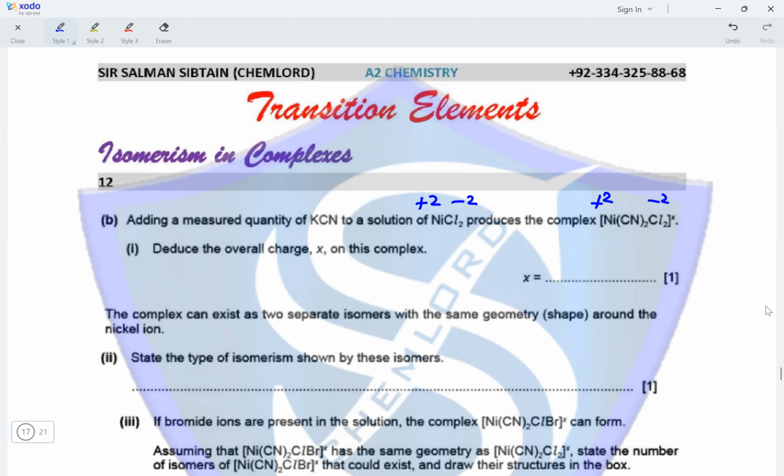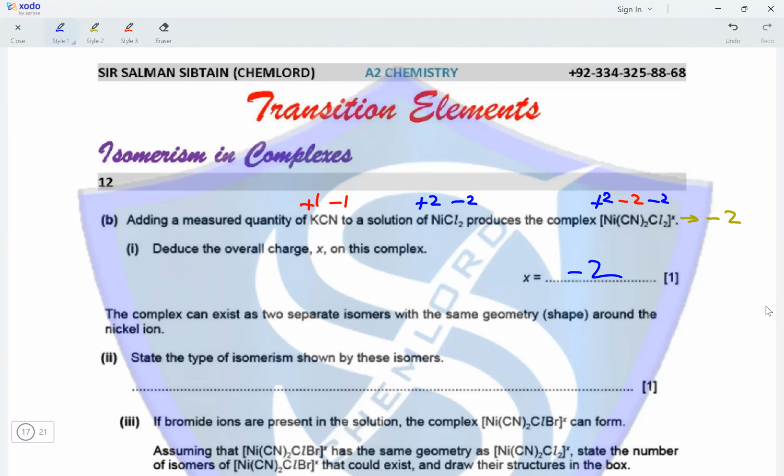And in KCN, we will have plus 1 and minus 1. So in total, the CN negative charge would be minus 2. So plus 2 and minus 2 cancel out. We are left with minus 2. So the overall charge on the complex ion would be negative 2. So the answer here is negative 2.